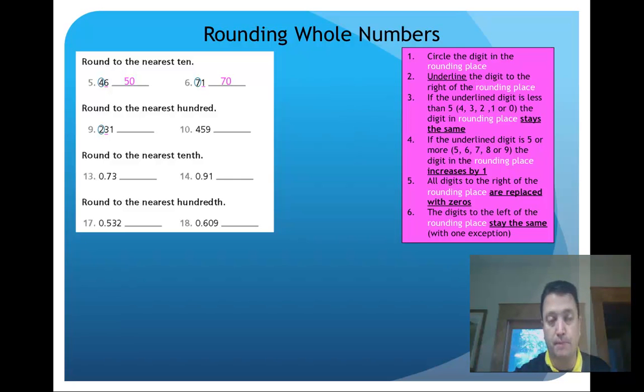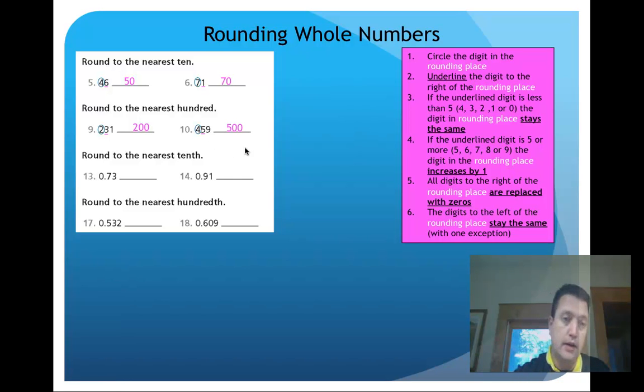That 3 tells me that my 2 is not going to change, and now both those numbers after the 2 this time are going to be replaced with zeros, which means that my rounded number to the nearest hundred becomes 200. And the next number, I've got a 4 in the hundreds place. If I underline the digit next to it, that's a 5. 5 or higher, I round that number up. So when I do that, the circled digit is going to become a 5, and the other numbers are going to become zeros, and that's going to be 500.